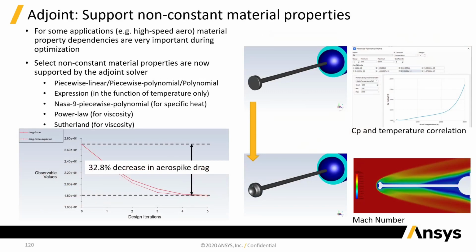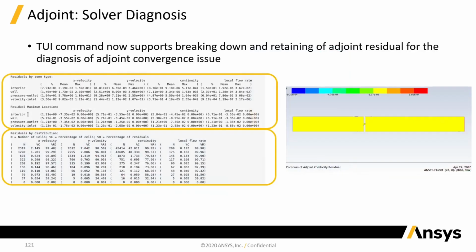The adjoint solver now has support for non-constant material properties, which we know is really important in, for example, high-speed aeroflow. So you can now apply the adjoint solver to a wider range of problems. And there's improved diagnostics. So if it's not solving, we can get more information out to find out what the source of the problem is.